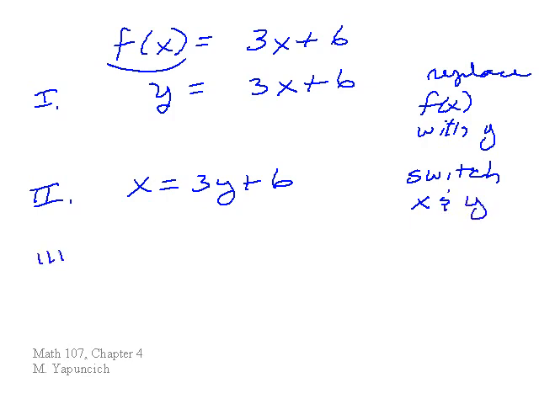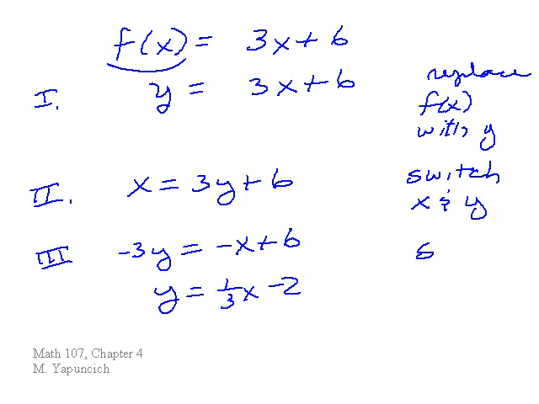And now, for the third step, solve for y. So I want y isolated, so I have minus 3y equals negative x plus 6. Dividing by minus 3, I've got y equals one third x minus 2. So here's your next step, solve for y. Okay? And now we need to show that it is the inverse.